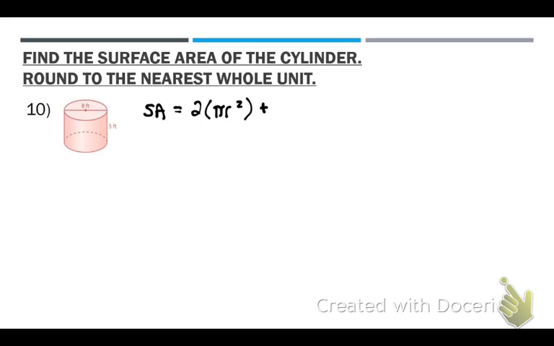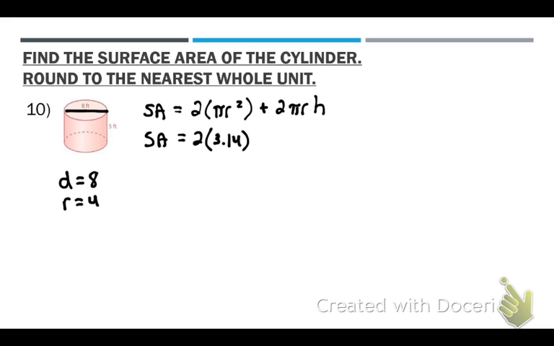Plus, we're going to go ahead and add the lateral surface area, which is 2 pi r h. So the first thing that you want to discover here is this is all the way across the circle, so that does mean my diameter is 8, which means the radius is 4. Go ahead and pause the video and then start plugging things in, see if you can get the same answer as me.